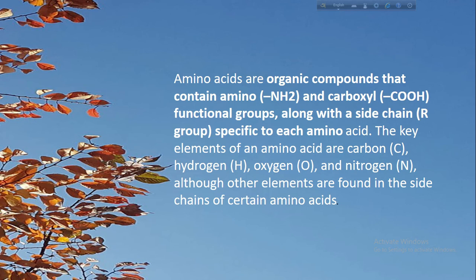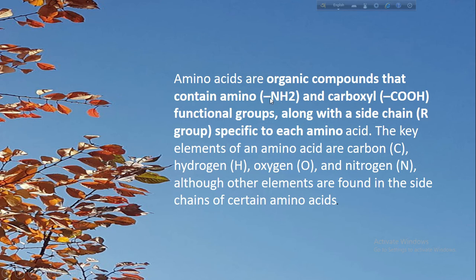In nutrition science, protein is considered a very important food nutrient, and protein is a complex compound of amino acids. So what is an amino acid? Amino acids are organic compounds that contain an amino group, NH2, and a carboxyl, COOH, functional group, along with a side chain R group specific to each amino acid.